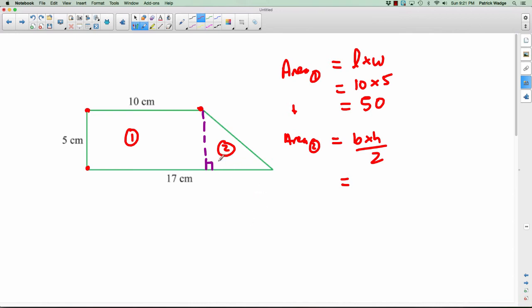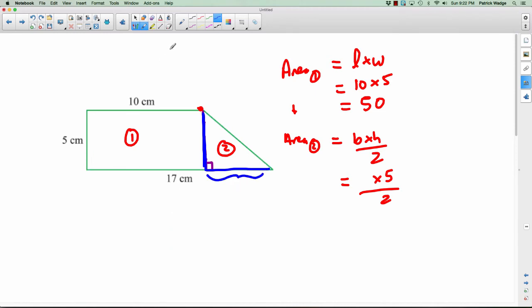So we need base and we need height. We already have one of them, don't we? We have the height. The height is this amount right here. And that is exactly the same as this. So we know our height is 5. So it's going to be something times 5 and then divided by 2. We just need the base. Well, here's the base down here. That's how much we need to know right there.